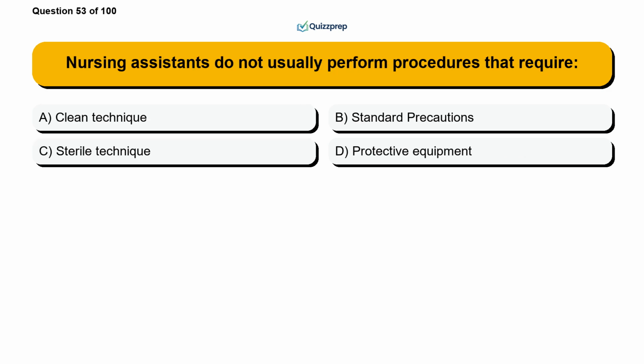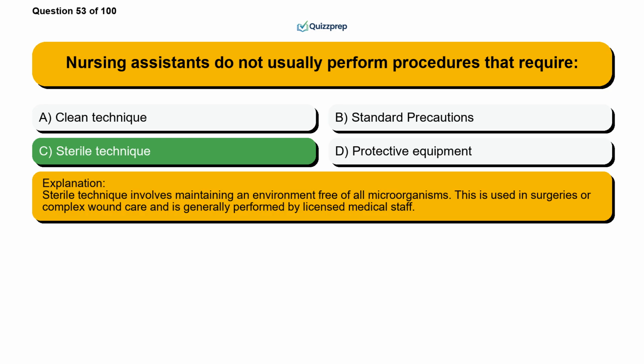Question 53. Nursing assistants do not usually perform procedures that require: option A. Clean technique. Option B. Standard precautions. Option C. Sterile technique. Option D. Protective equipment. The correct answer is option C. Sterile technique. Sterile technique involves maintaining an environment free of all microorganisms. This is used in surgeries or complex wound care and is generally performed by licensed medical staff.